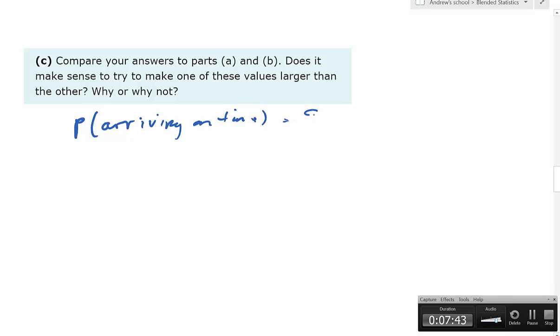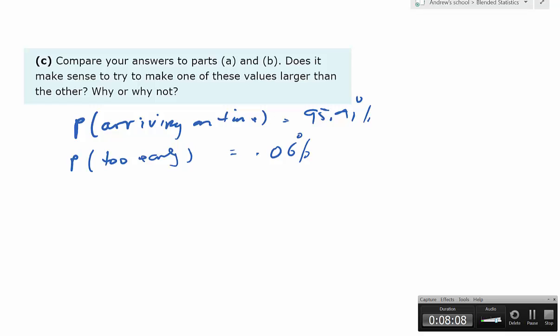Was 95.91%. The probability of arriving too early was 0.06. 95.9% of the time is obviously very good. It would be great if it was a little bit better than that.